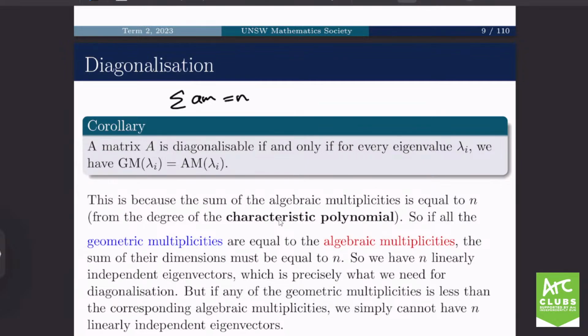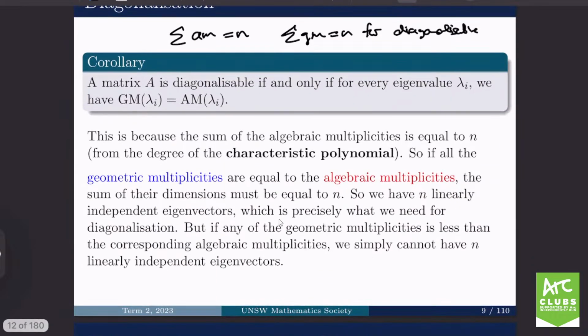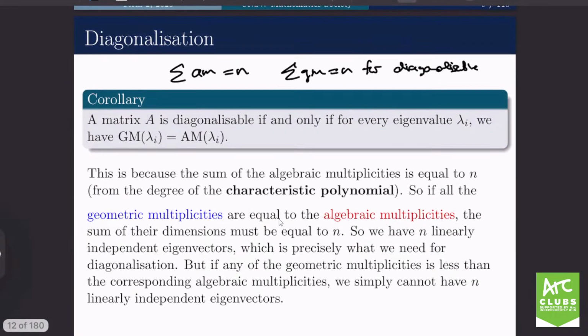Now, the sum of the geometric multiplicities needs to equal n for it to be diagonalizable. The reason is that for it to be diagonalizable, we need an eigenbasis, and therefore we need n linearly independent eigenvectors. The only way to get n linearly independent eigenvectors is if the geometric multiplicities add up to n. Okay, so for every eigenvalue, we need its geometric multiplicity to equal the algebraic multiplicity.